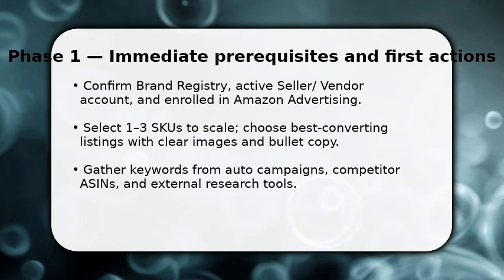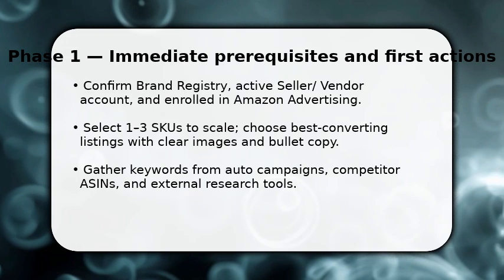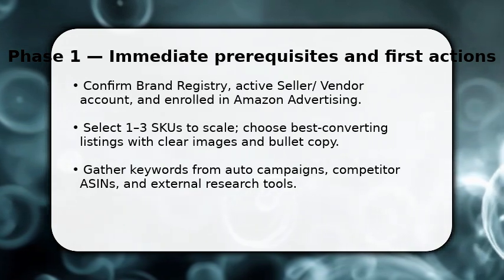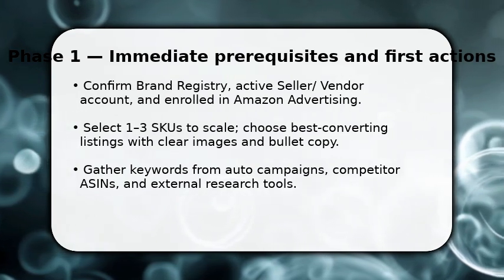You begin by preparing the account and products. This is why precise inventory and brand registry matter. They unlock features. First, pick 1 to 3 SKUs with proven conversion rates and clean detail pages.